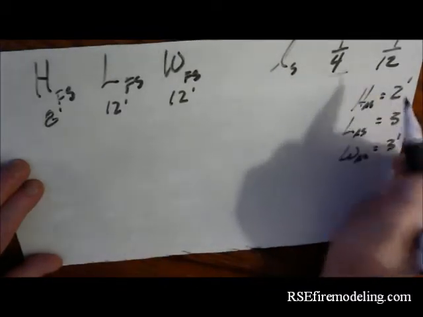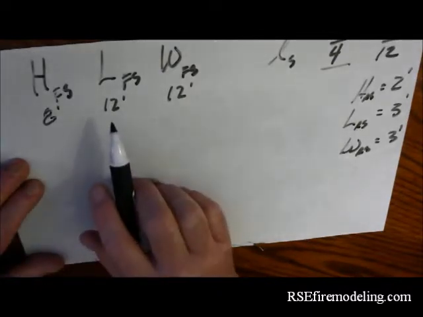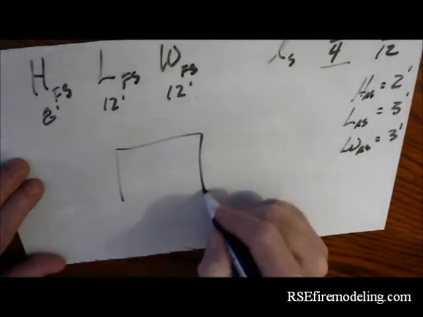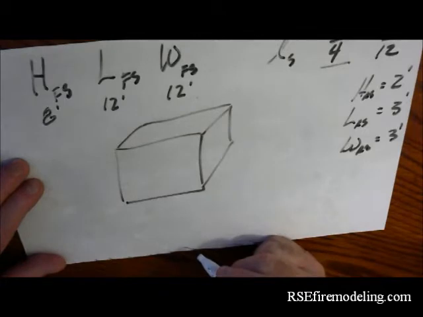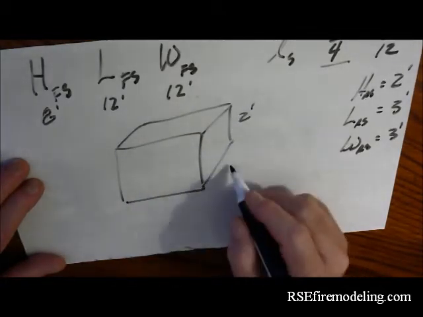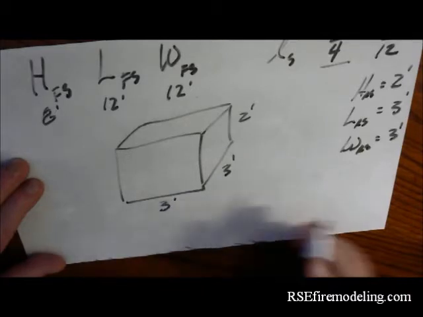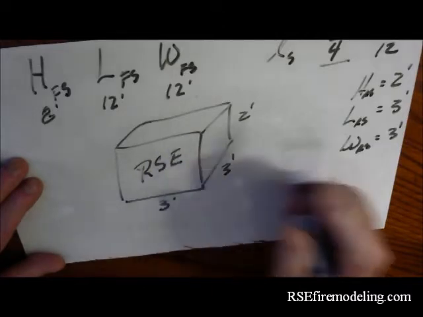So now when we build our 1/4 scale based upon a full scale with a ceiling height of 8 feet, a length of 12 feet, and a width of 12 feet, we will have a reduced scale enclosure that has a height of 2 feet, a length of 3 feet, and a width of 3 feet. And these are the dimensions of our reduced scale enclosure.